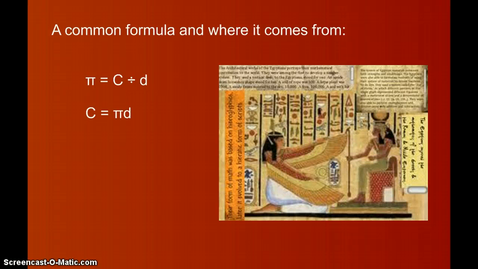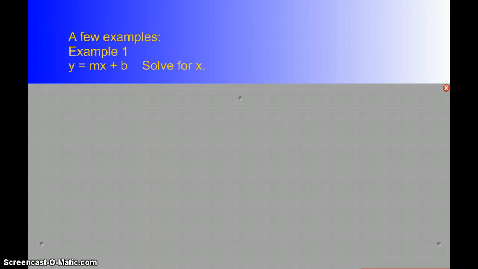Alright, so let's look at a few more examples and a couple more difficult ones as we go here. Our first example is a common equation, y equals mx plus b. We use that all the time. You're very comfortable with that. But we might want to look at, what if we wanted our linear equation solved for x? What would we have to do?